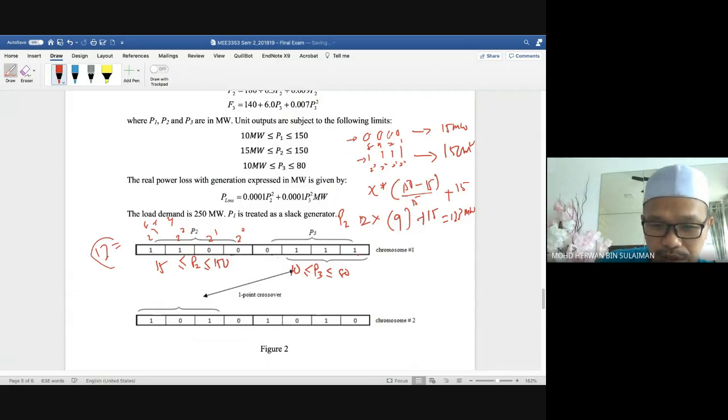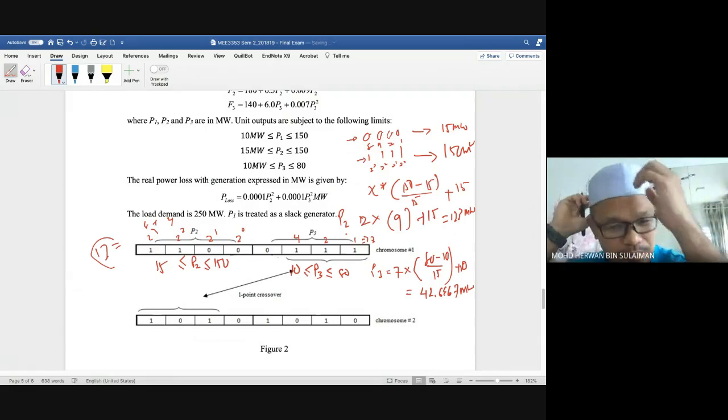And then for P3, 0111 is 1, 2, 4, which is 7. So your P3 equals, but your P3 now has a range of 80 and 10, right? So this is 7 times (80 minus 10) divided by 15 bits. The maximum is 15, plus 10. So you get your value, 42.6667 megawatts.